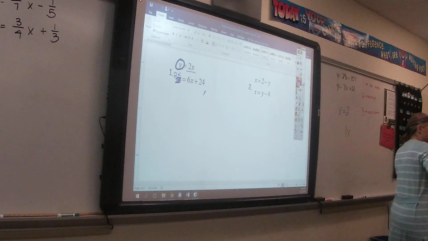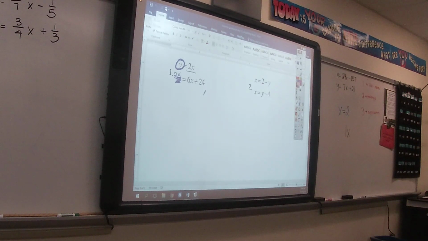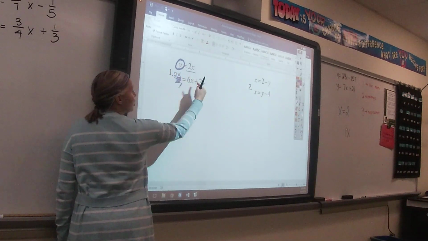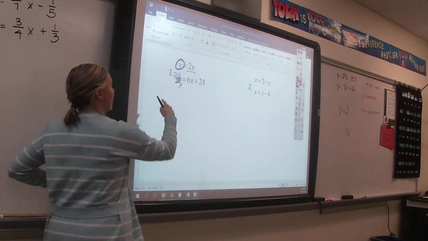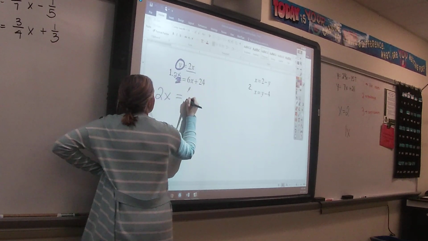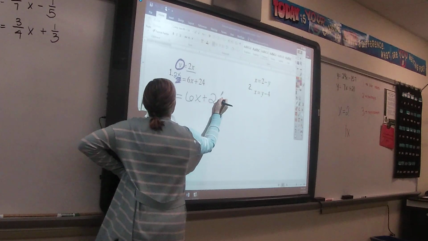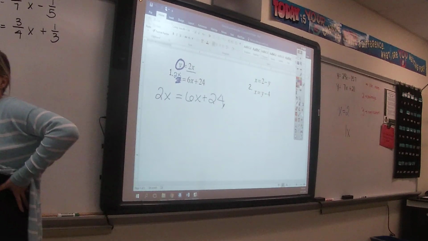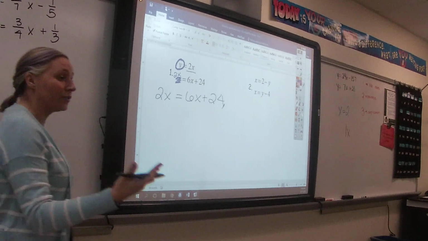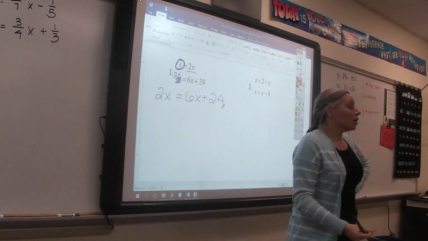It's like solving for y. And this is going to be even easier than solving for y, because now we have a new equation. And the new equation, now I'm just going to write down what I see: 2x equals 6x plus 24. This is an equation that we know how to solve and get an answer value for. Can we just divide? So we minus 2x?